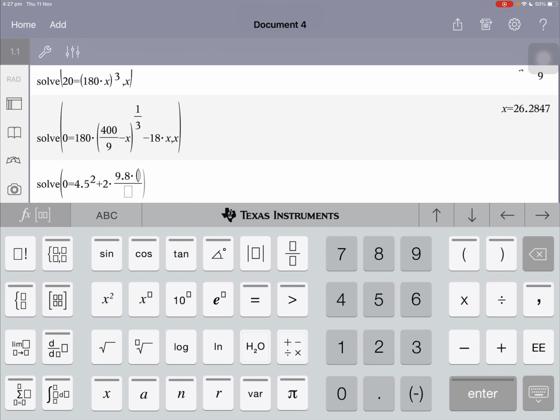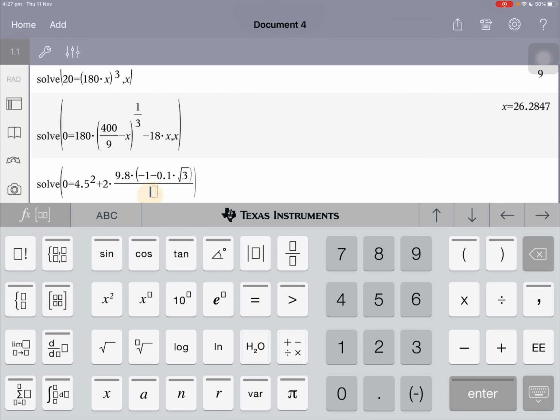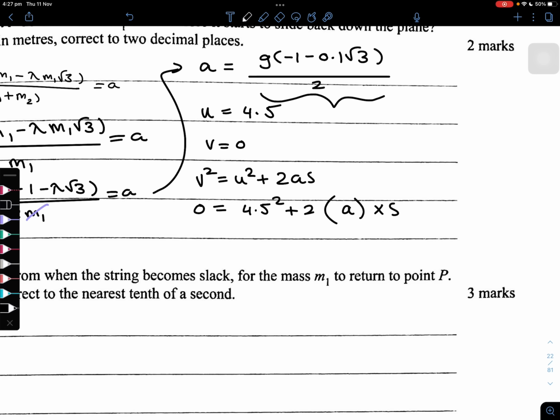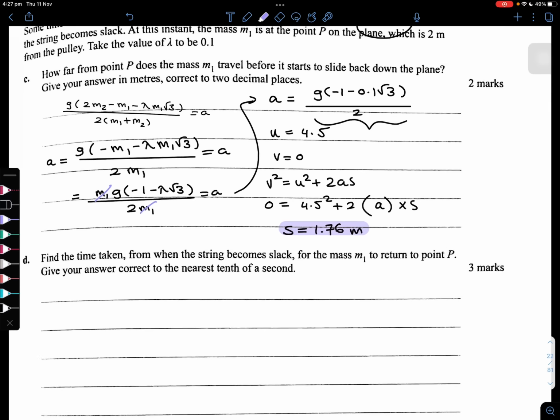So it's 9.8 instead of g times negative 1 take 0.1 times root 3 on 2. Hopefully I didn't mess that up. And then we go times s, or x in this case, it doesn't matter, and then solve for x. 1.76. So s is equal to 1.76 meters. So that would be my answer.